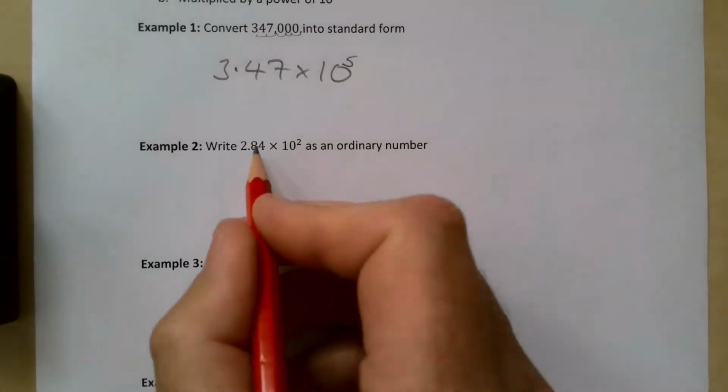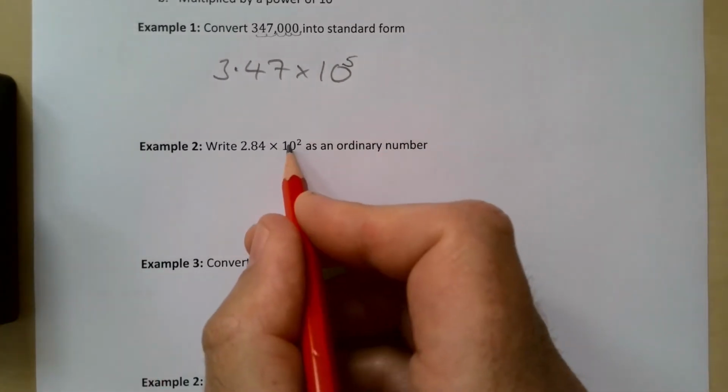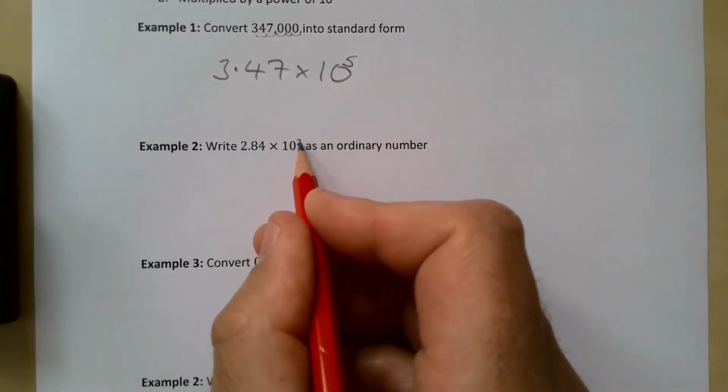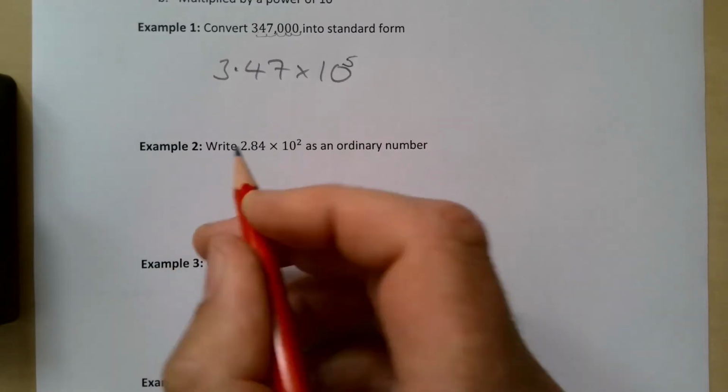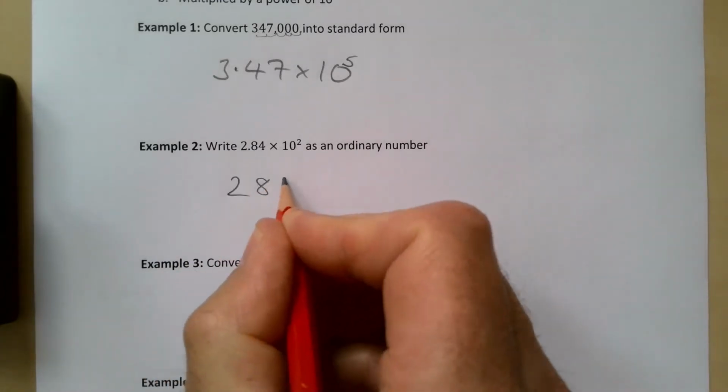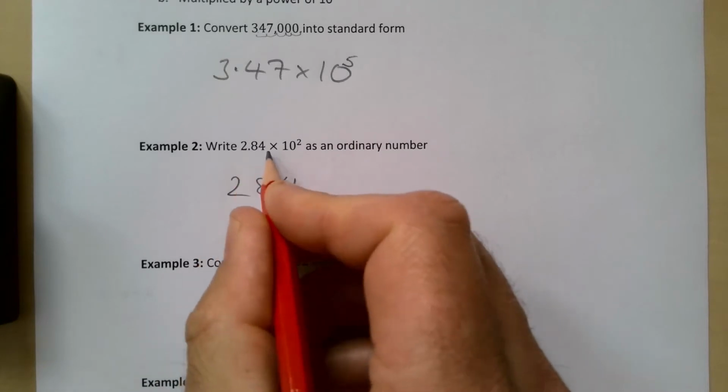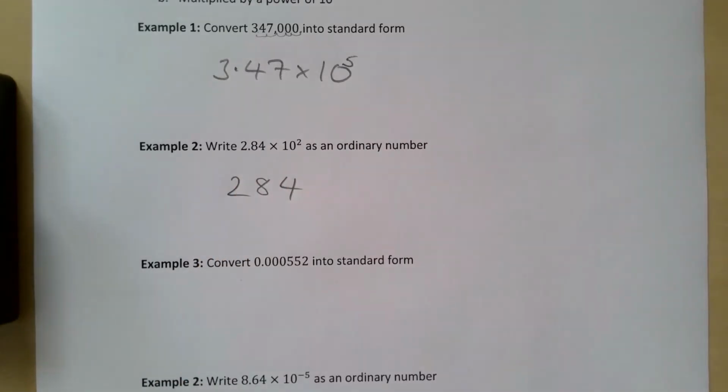If we're doing then 2.84 times 10 to the power of 2, quite an easy one, that's 10 to the power of 2, so it's 100, but the 2 means we move the number 2 places this way. So that would give us then 284. It's a bit like multiplying 2.84 times 100, because 10 squared is just 100.